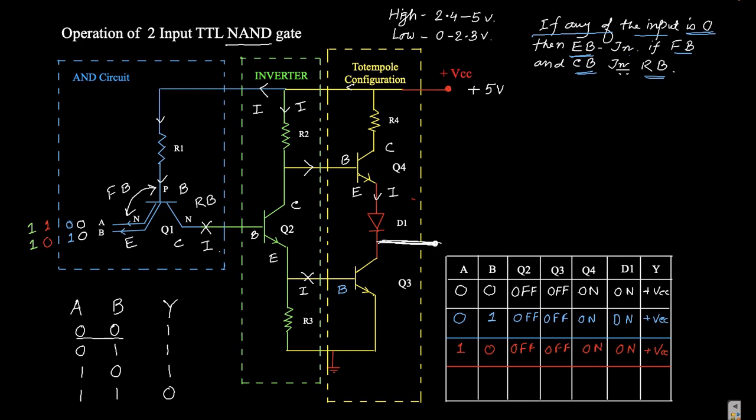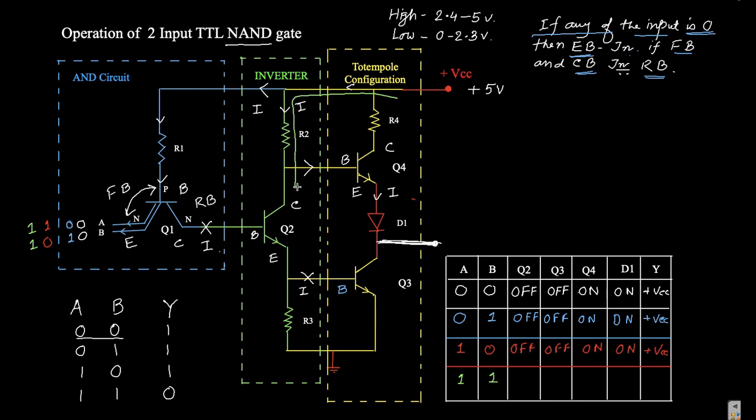Changing the color. So as A and B both are 1, then what is the scenario? As A and B both are 1, this becomes nothing but the emitter base junction is reverse biased and this is forward biased. As it is forward biased, then what is the path of the current? So the path of the current is flowing like this.